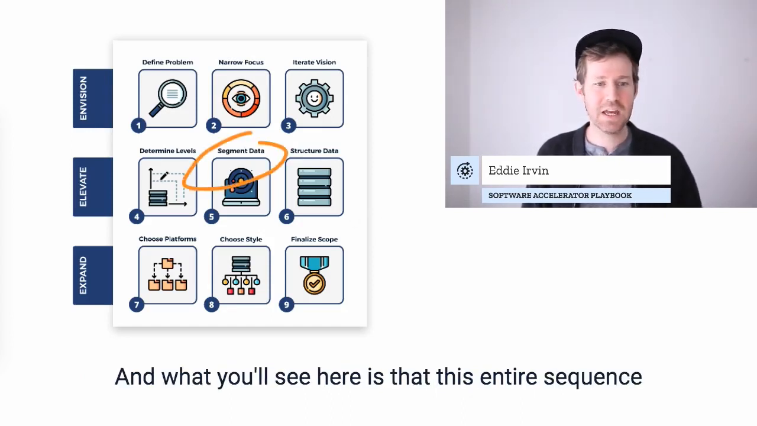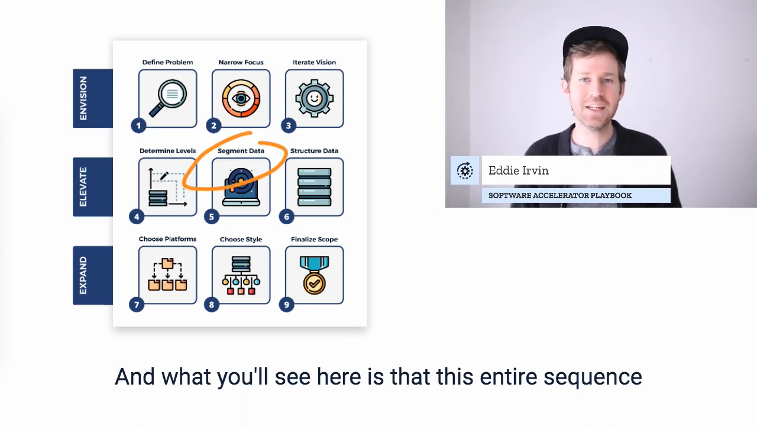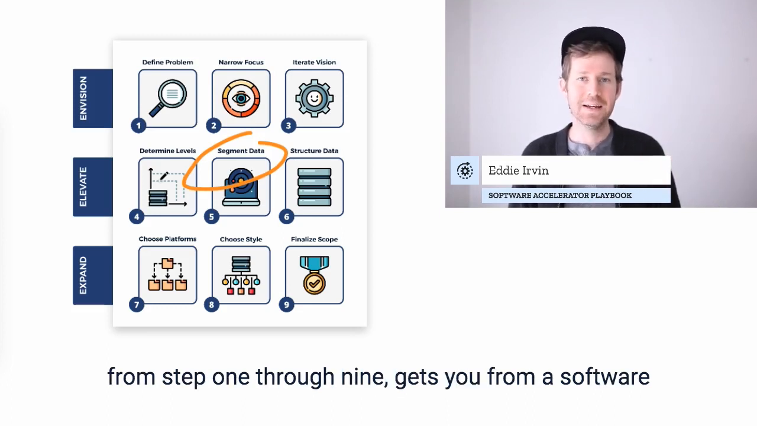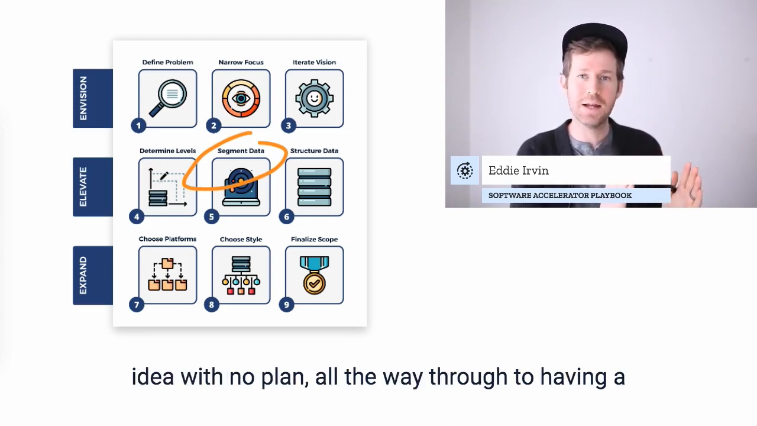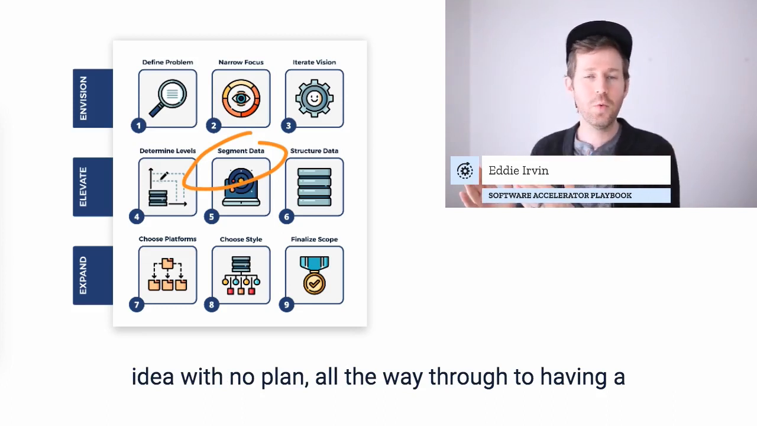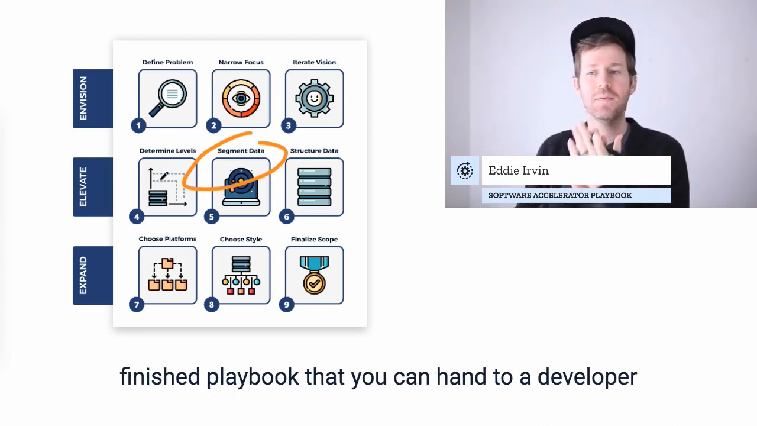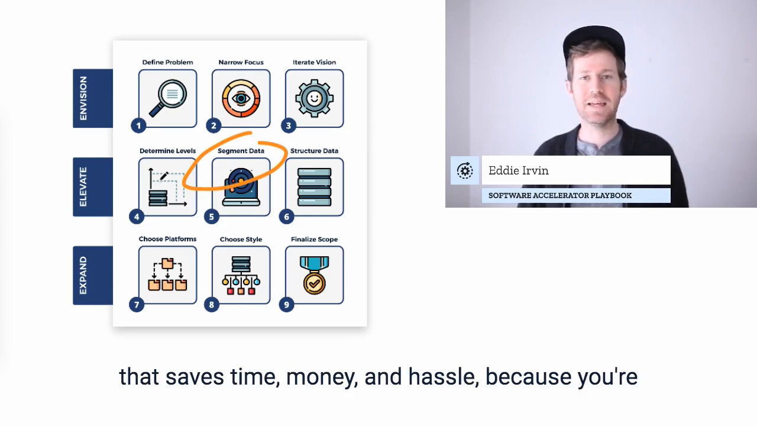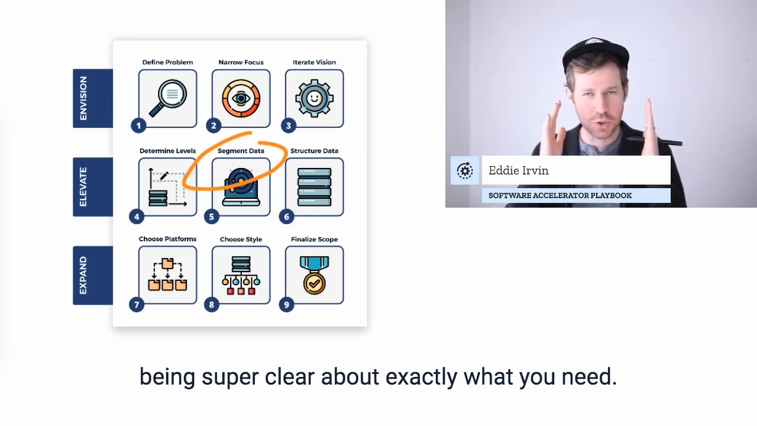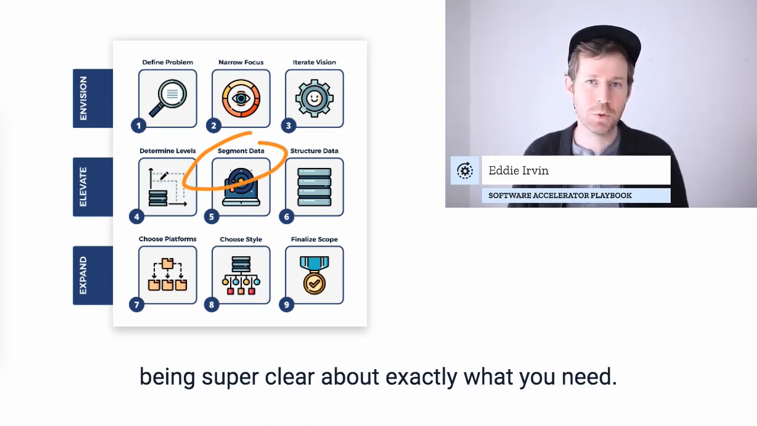And what you'll see here is that this entire sequence from step 1 through 9 gets you from a software idea with no plan all the way through to having a finished playbook that you can hand to a developer that saves time, money, and hassle because you're being super clear about exactly what you need.